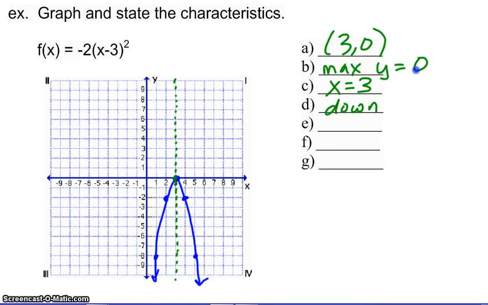The y-intercept, it's the point at which it touches the y-axis. This one might be a little bit hard to see, but what does it mean for it to touch the y-axis? That means that our x value is 0. So we could plug in 0 for x and solve. And when we do that, we get a value of negative 18. So the y-intercept is 0, negative 18. Because of this 2 in front, we know that the graph is thinner.